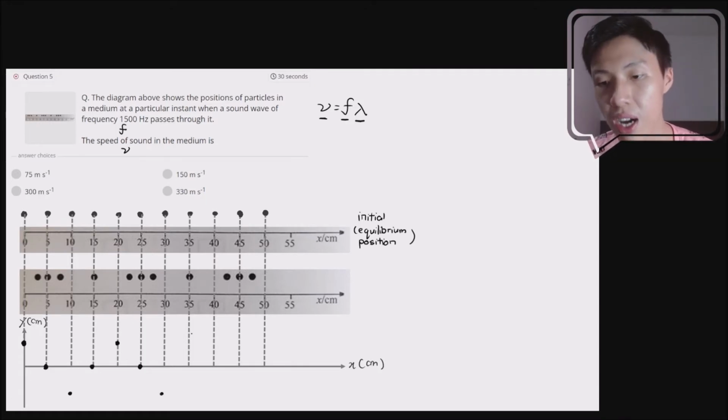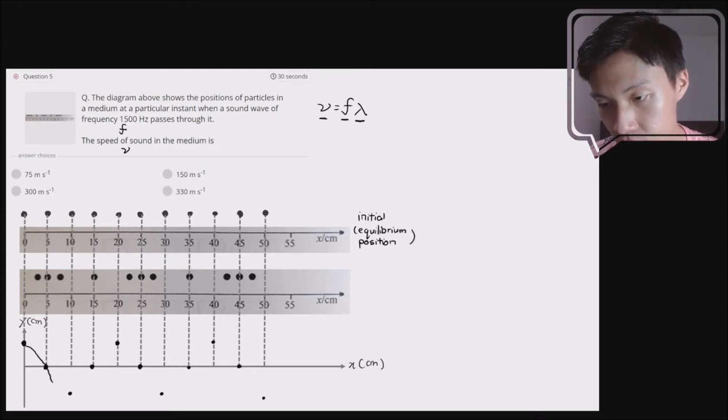Okay, I will complete the dots. You can check it for yourself. It's the same thing again and again. So if you connect the dots right now, this is what you will see.